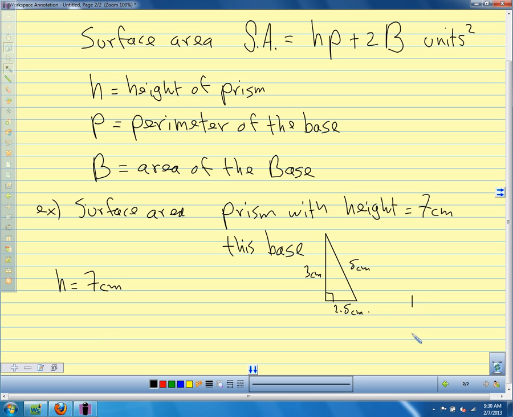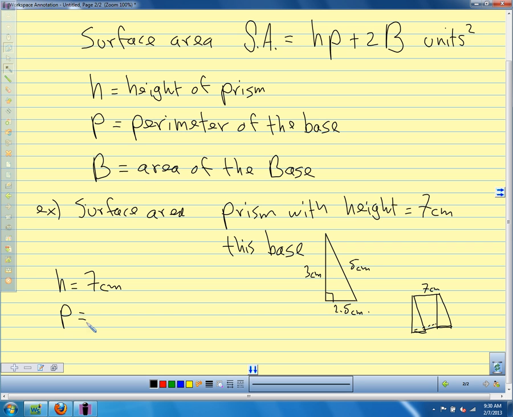If I drew a quick picture of this prism that we're talking about, and this can sometimes help you solve the problem, this would be the picture of my prism. So it would look like this, and this segment is 7 centimeters. So this would be a quick sketch. So the height is 7 centimeters. What else do we need for our formula? We need the perimeter of the base. How are we going to find the perimeter of the base?